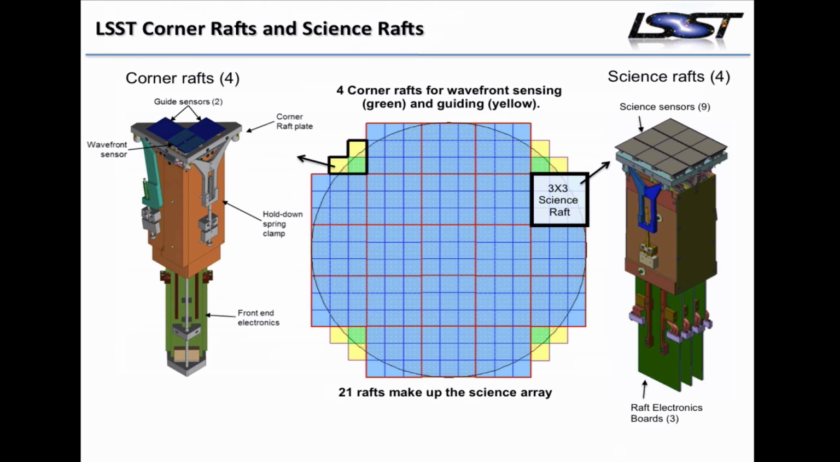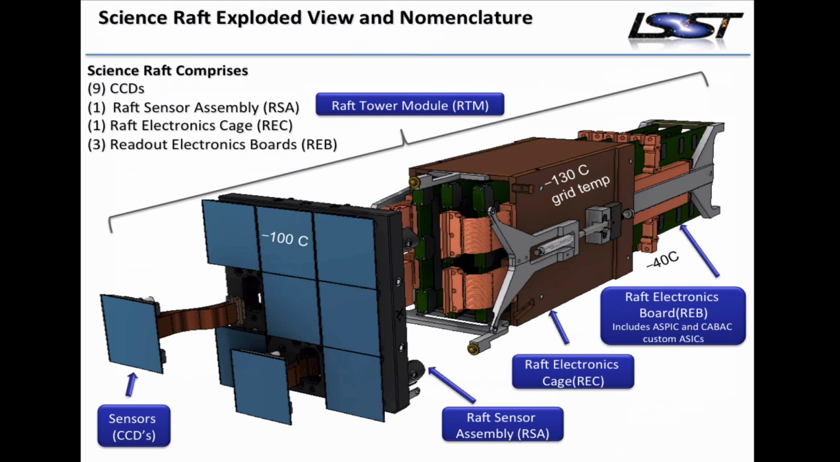On the left is shown a corner raft, of which there are 4. The corner rafts contain, shown in yellow, the guide sensors, which read out at 9 hertz and deliver tracking information to the telescope control system, and a pair of offset wavefront sensors shown in green that measure the shape of the optical system and the positions and shapes of mirrors in a way that we can talk about down the road.